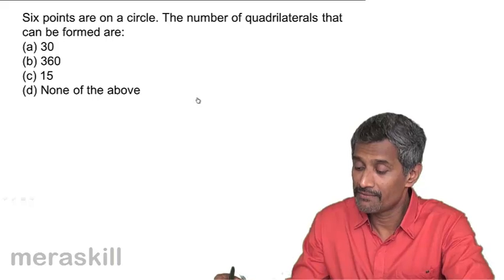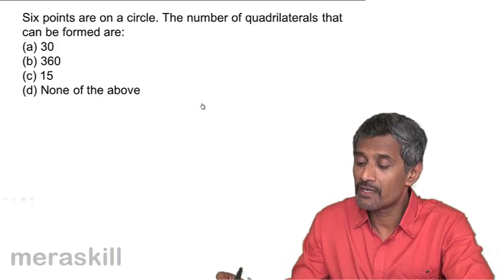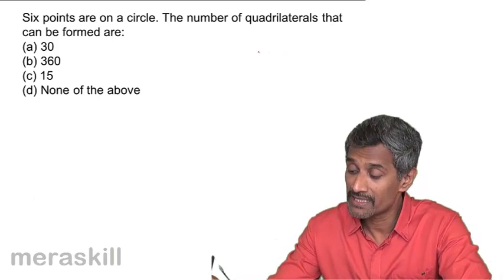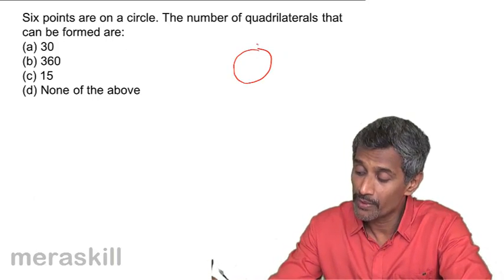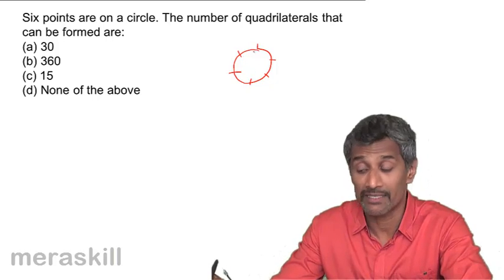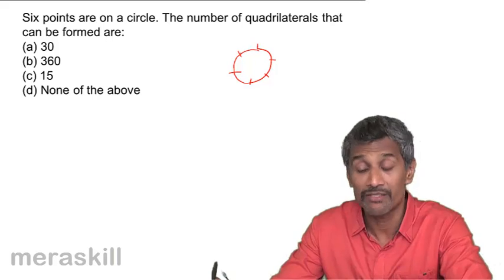Furthermore, we have 6 points on a circle, and we need the number of quadrilaterals that can be formed. So there are 6 points: 1, 2, 3, 4, 5, 6, and you're going to form a quadrilateral. That means to form a quadrilateral, you need 4 points.